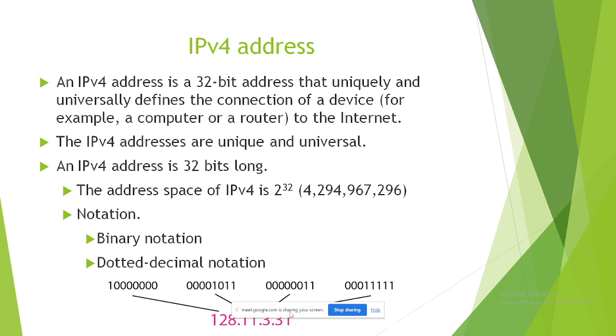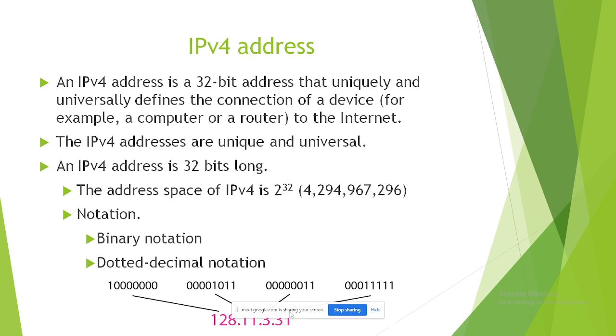IPv4 addressing is 32-bit addressing, and it uniquely and universally defines the connections of the devices, for example, of a computer or router in the internet. IPv4 addressing is unique and universal, and it is 32 bits long. The address space of IPv4 is 2 power 32. For the notations, we are using binary notation and dotted decimal notation.